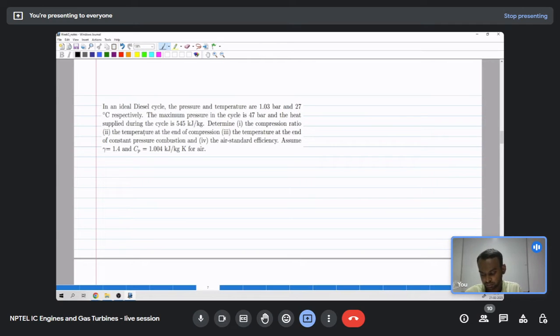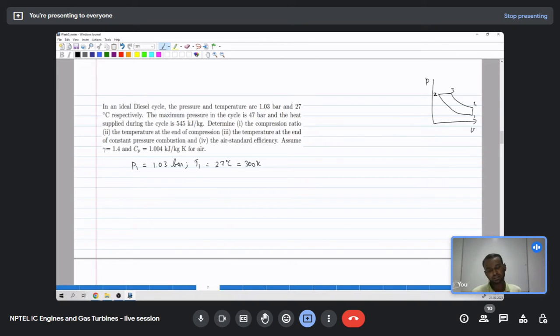Okay, in this problem, ideal diesel cycle is given. The pressure and temperature at the inlet are given as 1.03 bar and 27 degrees Celsius. So I would again draw the PV plot. So 1 to 2 is adiabatic compression. State 1 is given, the pressure P1 is 1.03 bar and T1 is given as 27 degrees Celsius, which is 300 Kelvin.